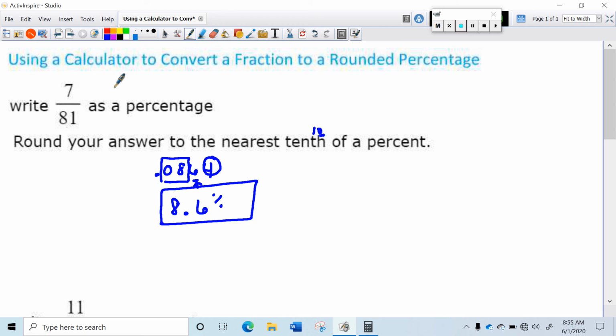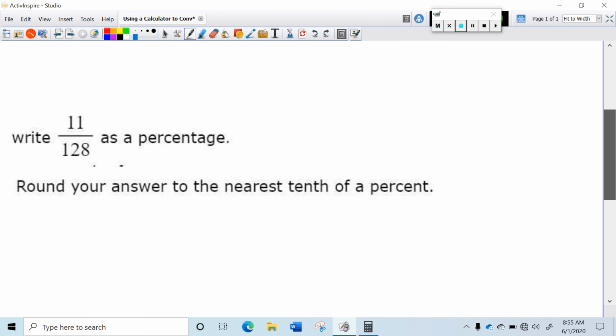So again, you divide it, you take the first two numbers after your decimal, they go in front of the decimal in your answer, and then you put your decimal point. The 6, if the number after it is 5 or larger, it would go up, but it's not, so you leave it alone. You have to round it properly.